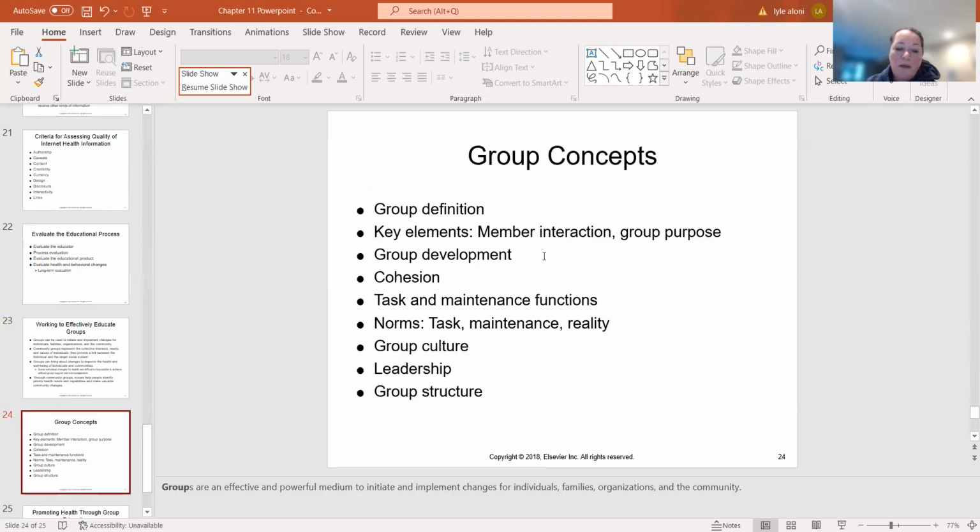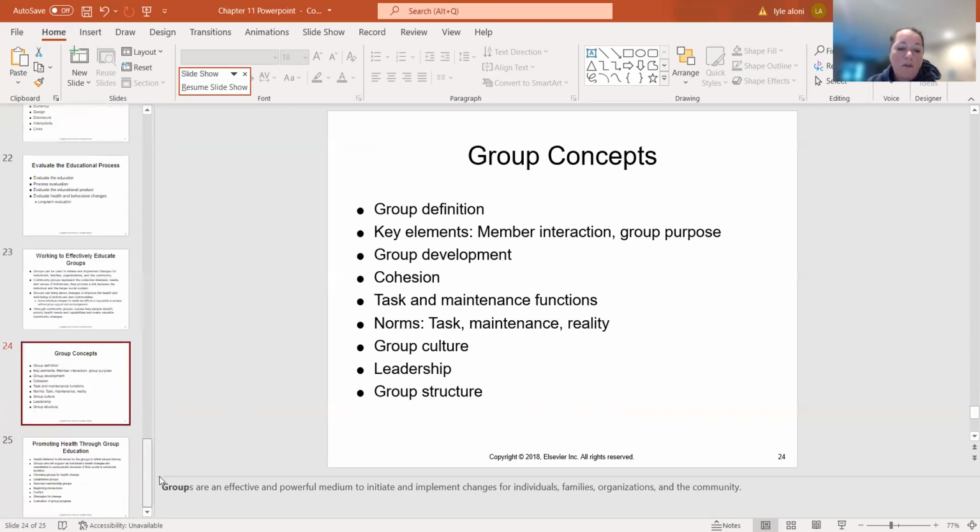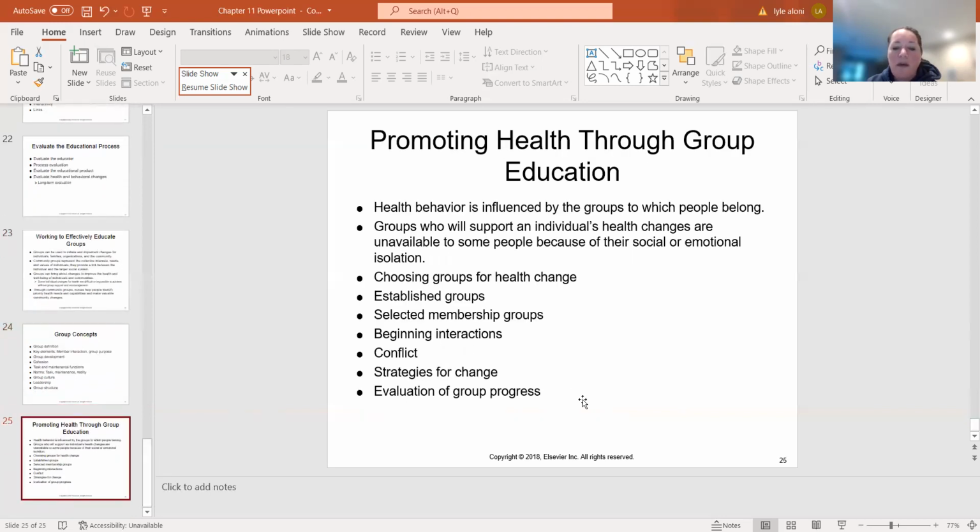So when we look at our group concepts, it's usually a good way to initiate and implement change, like we said. We have to look at how is the group interacting? What's their purpose? Are they cohesive? Are they focused when they're together as a group? What's the culture? Where's the leadership? And what's the structure?